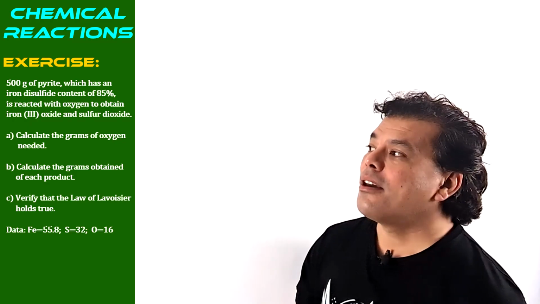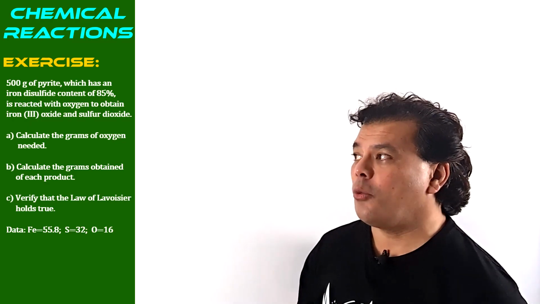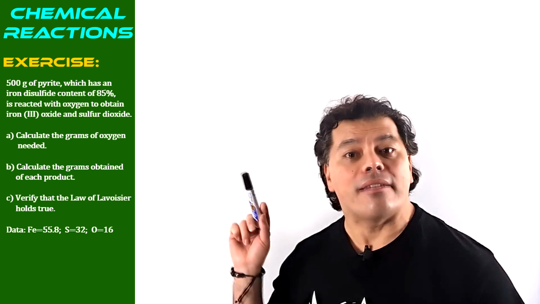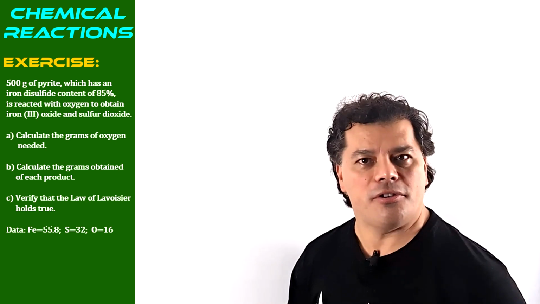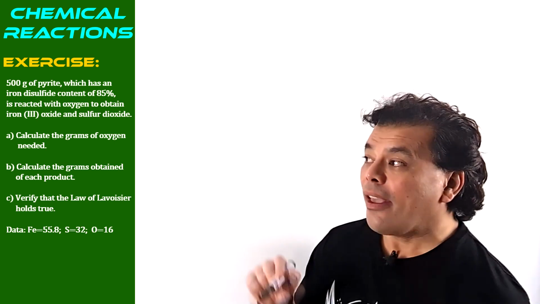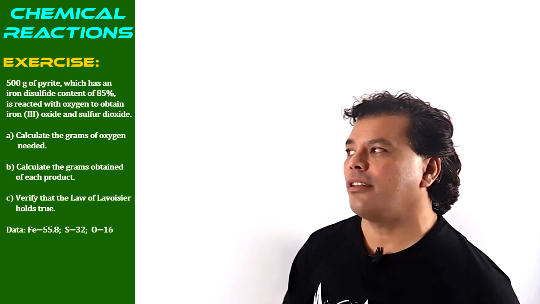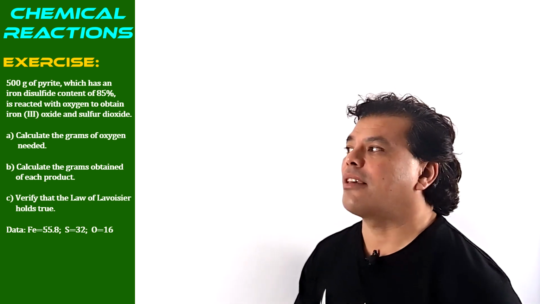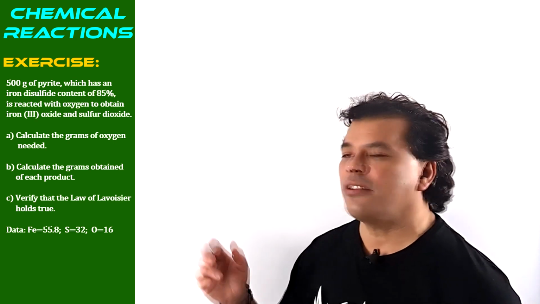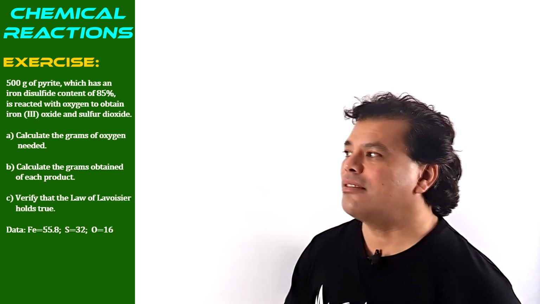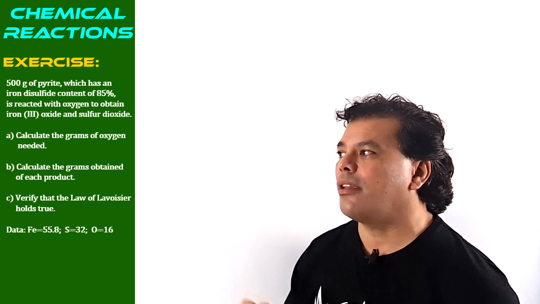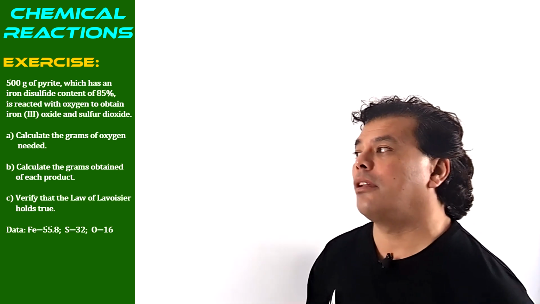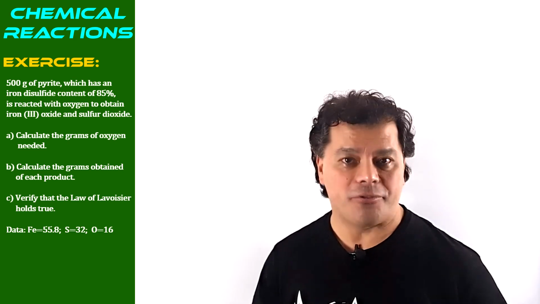It says that 500 grams of pyrite, which has an iron disulfide content of 85%, this is the situation that I want to show you how to deal with in this problem, is reacted with oxygen to obtain iron 3 oxide and sulfur dioxide. Section A says, calculate the grams of oxygen needed. Section B says, calculate the grams obtained of each product. And Section C says, verify that the Law of Lavoisier holds true.